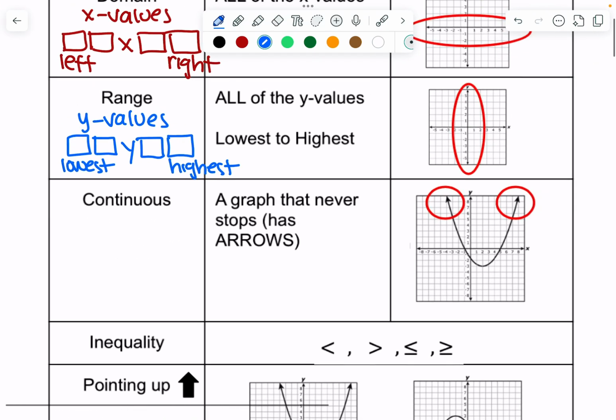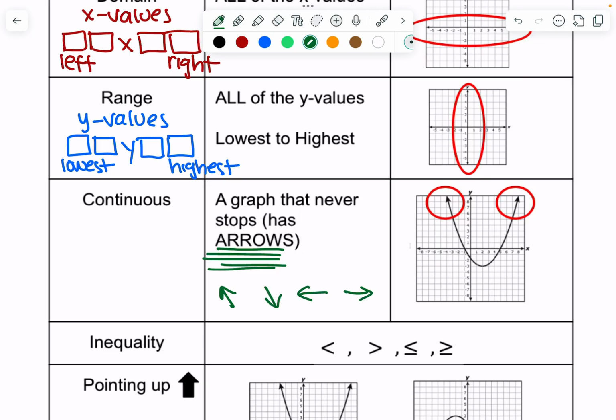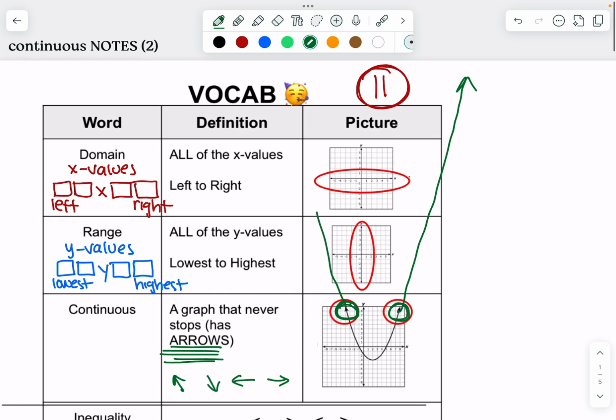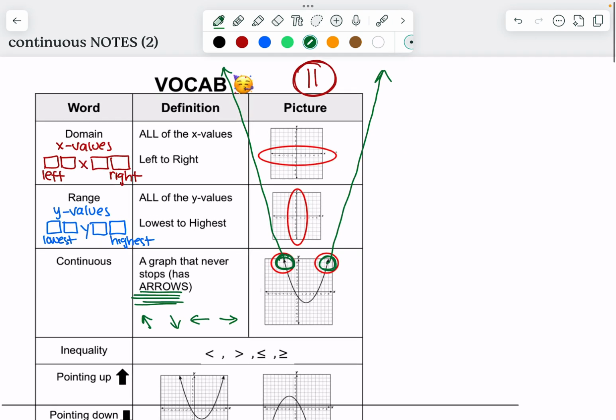Okay, so now our new word is continuous. Continuous has arrows. Arrows are any direction, okay? These are your arrows. It means that the graph keeps going forever and ever. It never stops, okay?